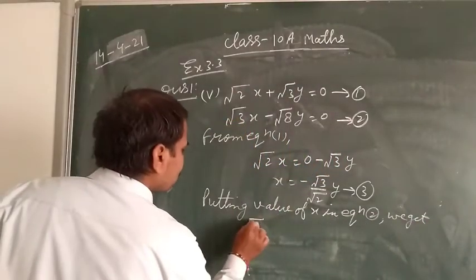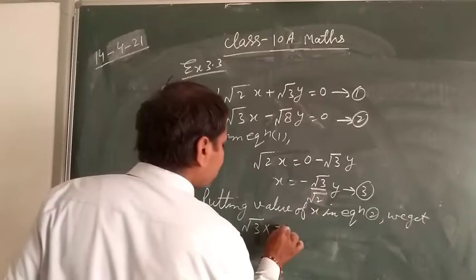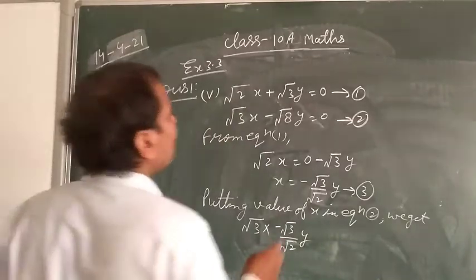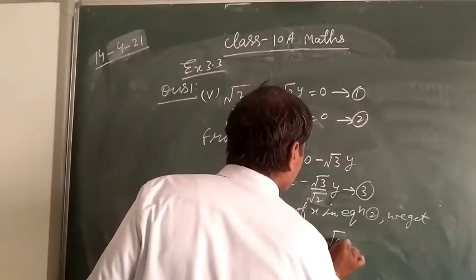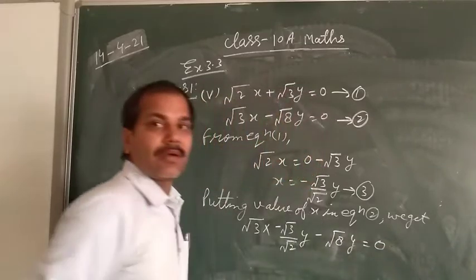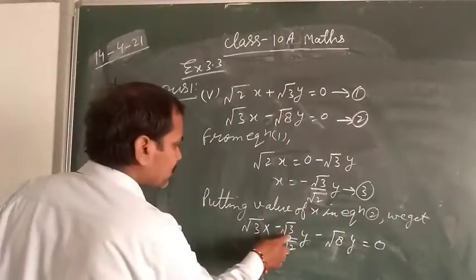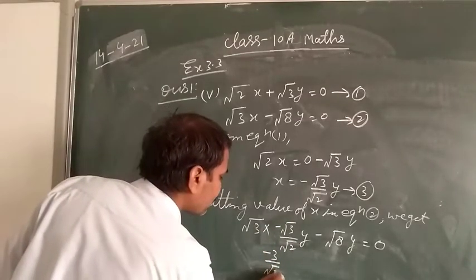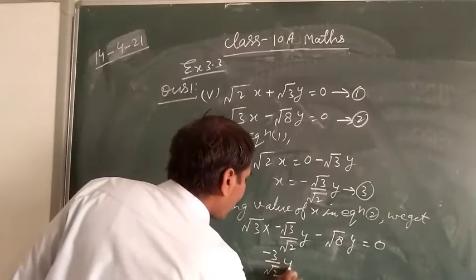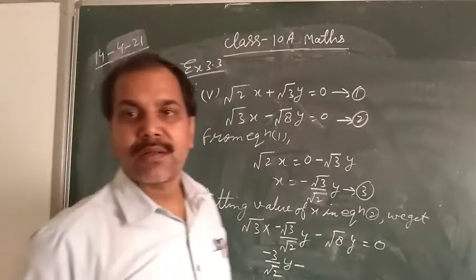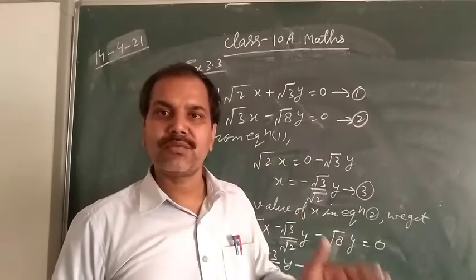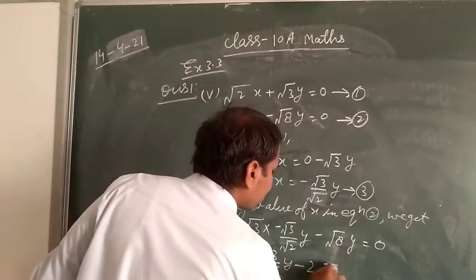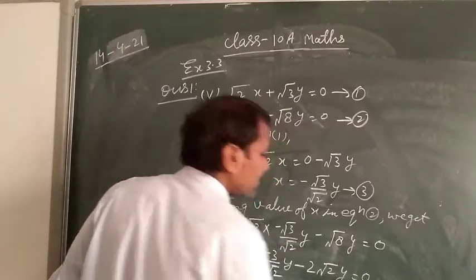So in equation 2, under root 3 into, in place of x, minus under root 8y is equal to 0. Then simplify it. So the root 2 and the same root will cancel, leaving 3y minus under root 8y. So factorize under root 8: 8 is 2 into 2 into 2. So 2 into 2 means 1 pair, so one value will come out. So 2 under root 2 y is equal to 0.